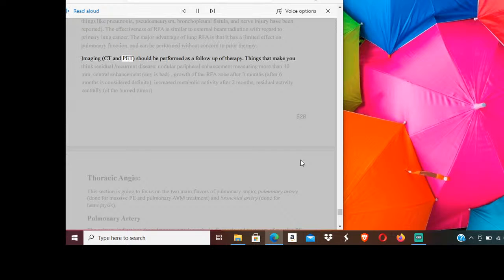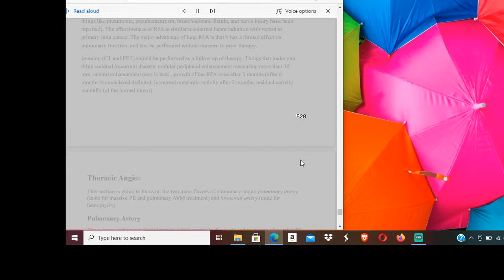Imaging, CT and PET, should be performed as a follow-up of therapy. Things that make you think residual or recurrent disease: nodular peripheral enhancement measuring more than 10 mm, central enhancement, any is bad, growth of the RFA zone after 3 months, after 6 months is considered definite, increased metabolic activity after 2 months, and residual activity centrally, at the burned tumor.